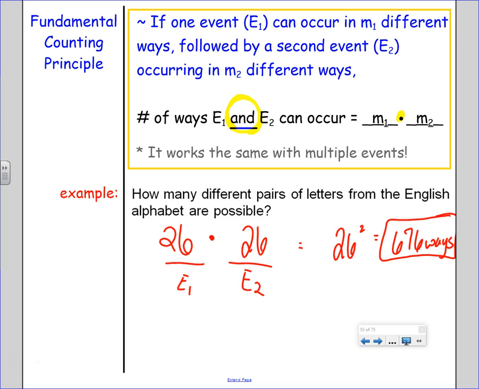What would be the question that would have the answer 26 to the power of 26? Not 26, 25, 24, 23, 22, 21, but 26 to the power of 26.